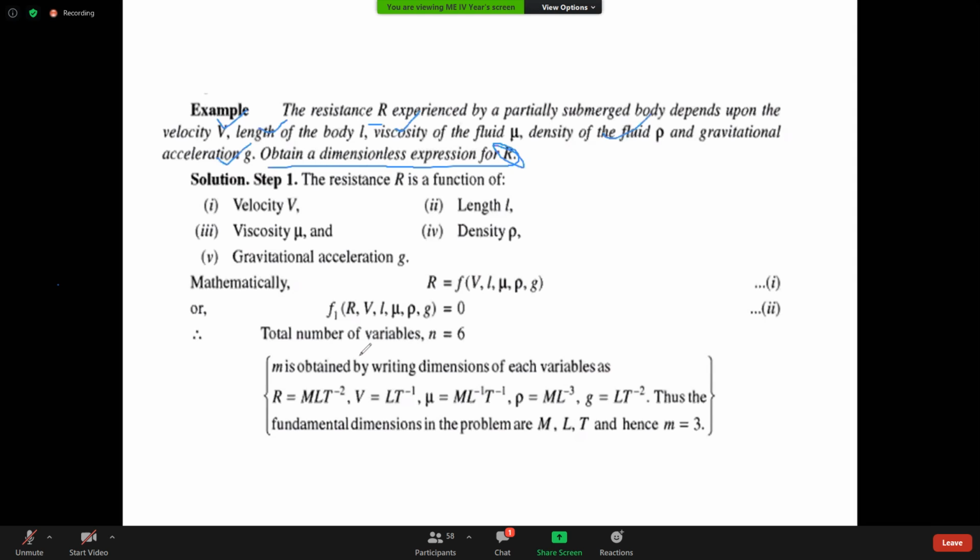Totally, how many variables are here? Total variables. Resistance is a variable. Velocity is a variable. L, mu, rho, and G. Total variables I asked. R is also a variable. Right? R, V, L, mu, rho, G. Totally 6 variables. That is my n.